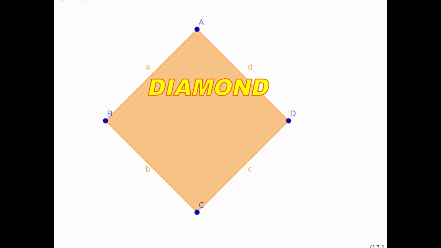Let us know about the diamond. All the sides in the diamond are equal and the angle between the sides is equal to 90 degrees.